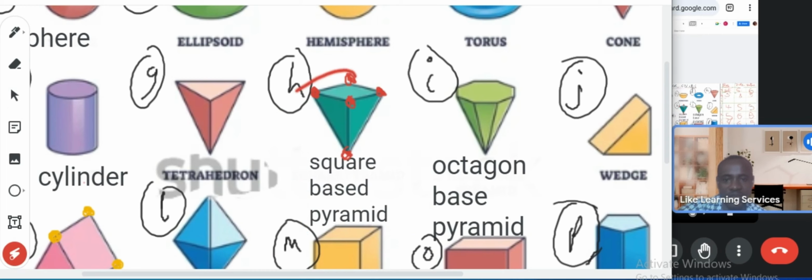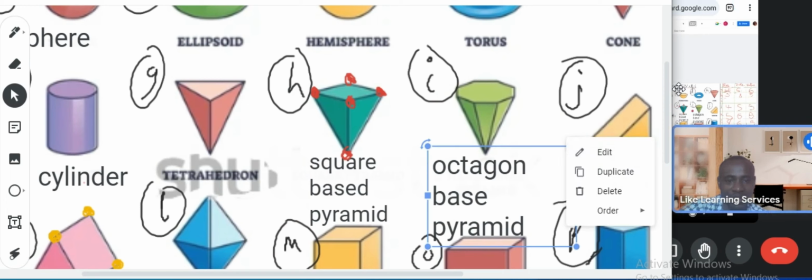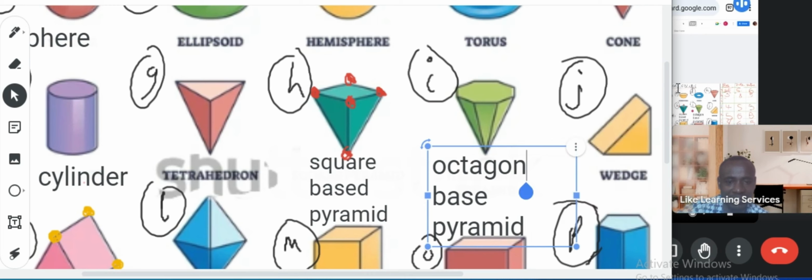H is square-based pyramid. I is octagonal base. This should be octagonal base pyramid. You know why we call them octagonal base? Because the base is an octagon, isn't it? Octagonal base pyramid.